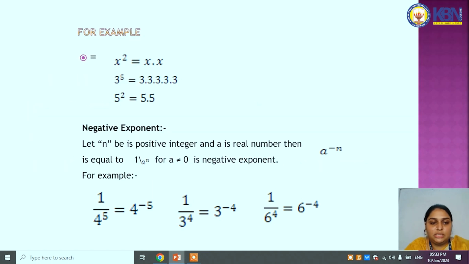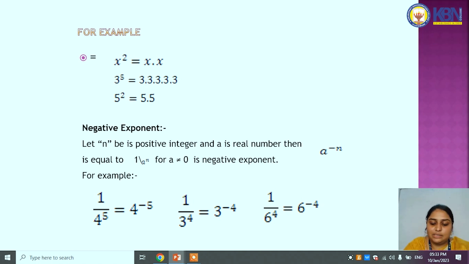For positive exponent, we have some examples. x square can be written as x into x, that means we are doing the product of x 2 times. And 3 power 5, that is we are multiplying 3 five times, that is 3 into 3 into 3 into 3 into 3. And 5 square can be written as 5 into 5.